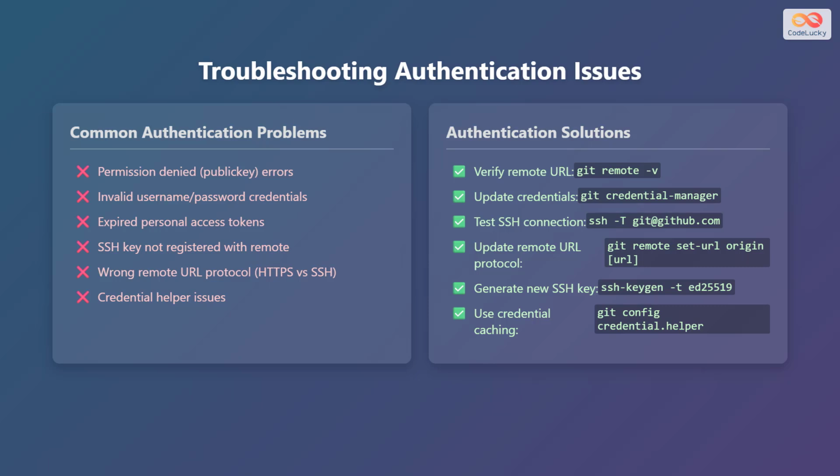To solve these problems, verify the remote URL with the command git remote -v. Update credentials using git credential manager. Test the SSH connection with the command ssh -T git@github.com. Update the remote URL protocol using git remote set-url origin followed by the URL. Generate a new SSH key using ssh-keygen -t ed25519. Use credential caching by configuring git config credential.helper.